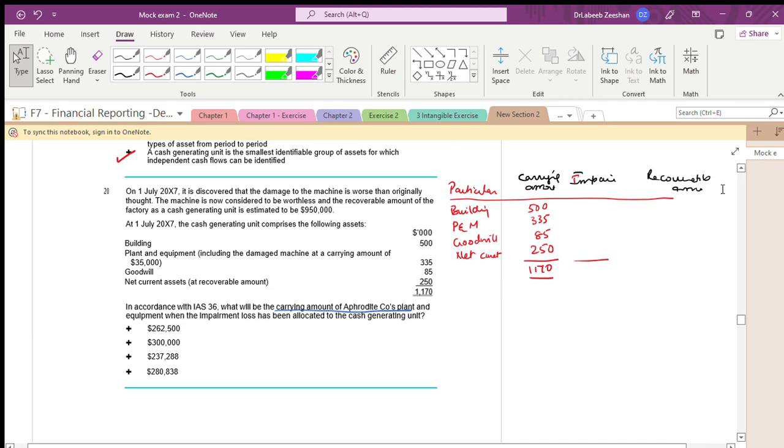How much is the cash generating unit? 950. What is the difference? Impairment is how much? 1170 minus 950. How much? 220. Okay, 220 is the impairment.